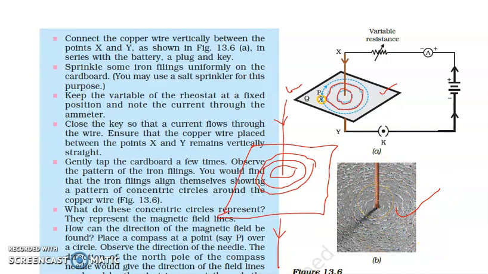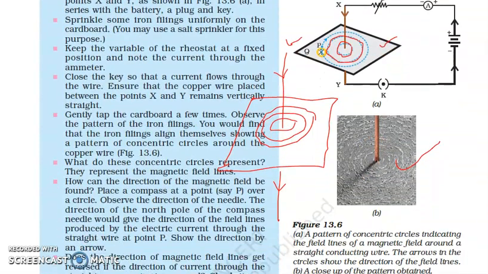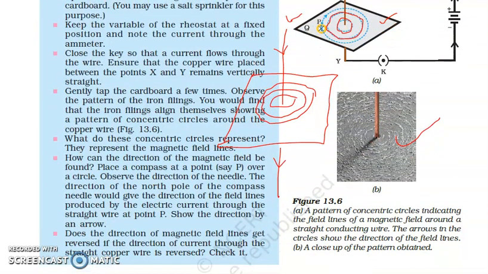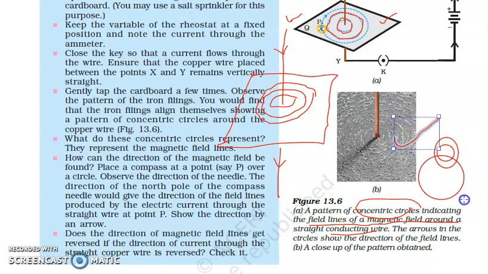Means the conclusion for this topic is, when the current carrying conductor is placed, a pattern of concentric circles indicates that the field lines of a magnetic field around a straight conducting wire are in the form of concentric circles. Concentric circles means circles that have different radii but the same center, in this way. I hope you are getting my point, what I am trying to say. So when these magnetic field lines are arranged, they will arrange themselves like this in the form of concentric circles.